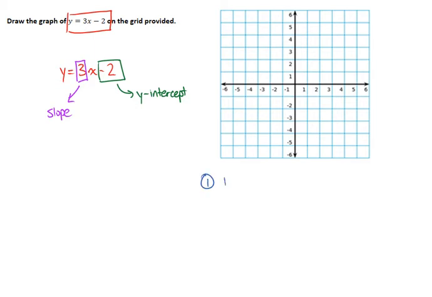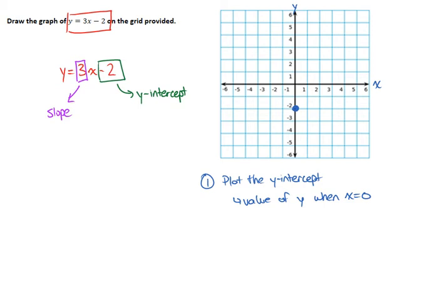Step 1 is to plot the y-intercept on the grid. And remember, the y-intercept is the value of y when x equals 0. So that's always going to fall directly on the y-axis on the graph. So here, if our y-intercept is -2, we're going to look along the y-axis, and remember that's the vertical one, and we're going to find the value of -2. And that is our y-intercept.